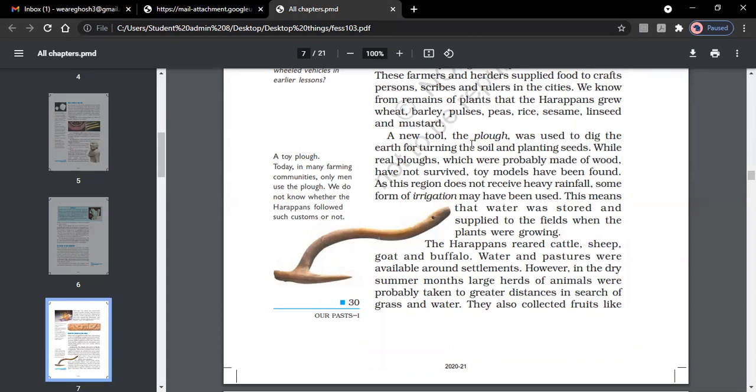So, a new tool, the plow. The plow was used to dig the earth, turning the soil and planting seeds. While real plows were probably made of wood and have not survived, toy models have been found. You have to write up to this, and this is the answer. What crops were grown by the Harappan people and what animals did they rear? Here they are: cattle, sheep, goat, buffalo. These are the animals they reared.